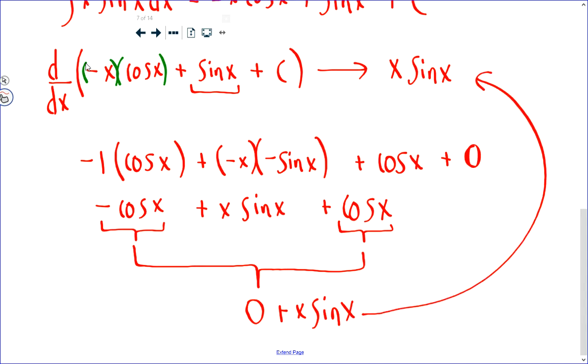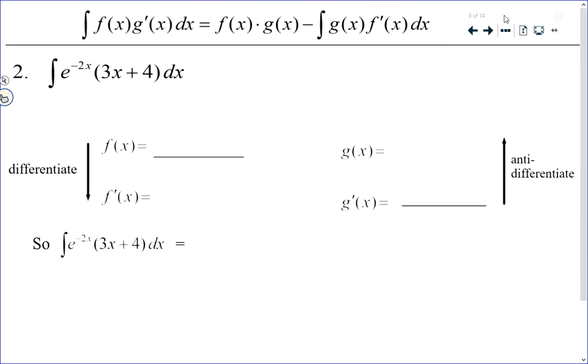Well, that's what we're supposed to get, and that's what we did get. So what the integration by parts formula does is it allows a bunch of terms that pop out of the application of the product rule to cancel with each other, leaving only a product that was the integrand that we were trying to anti-differentiate. All right, let's try example 2, the integral of e to the negative 2x multiplied by 3x plus 4 dx.